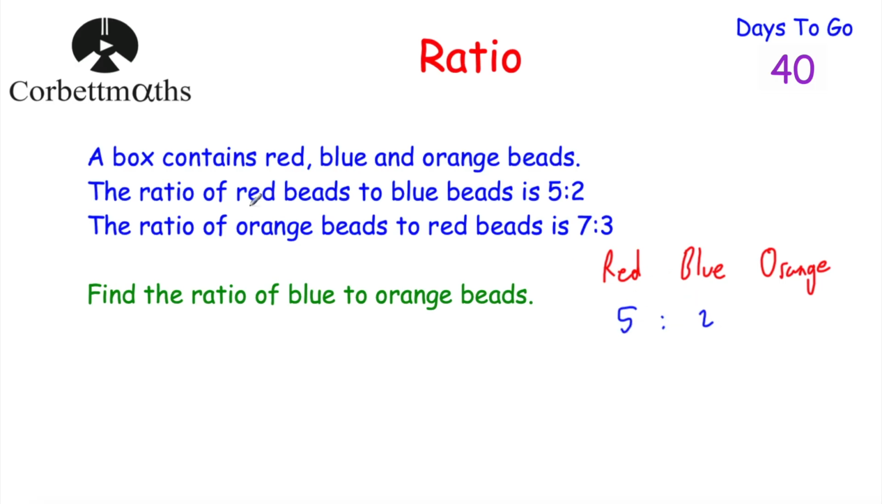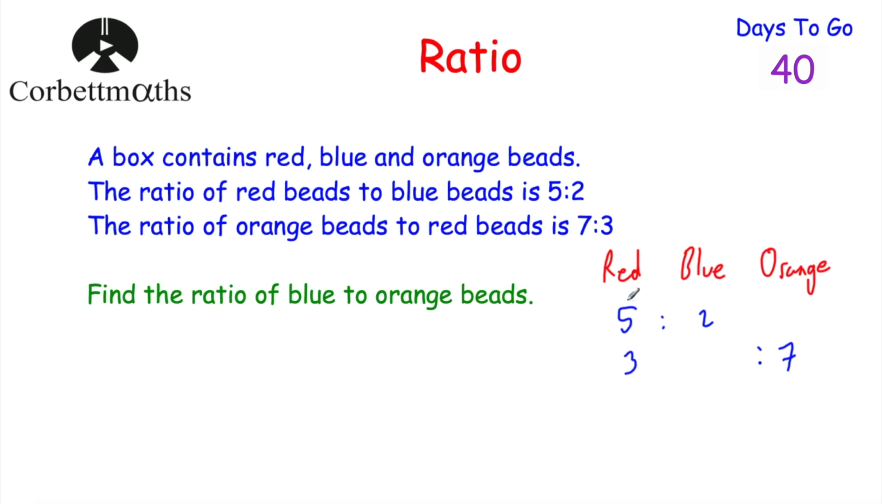Then we're told that the ratio of orange to red beads is 7 to 3. So that means for every 7 orange beads, there's 3 red beads. So now let's combine these two ratios together as one single ratio. We know for every 5 red beads, there's 2 blue beads, and we know for every 3 red beads, there's 7 orange beads.